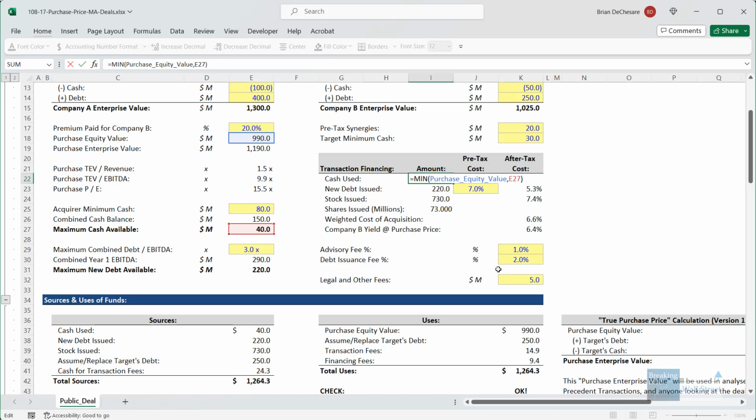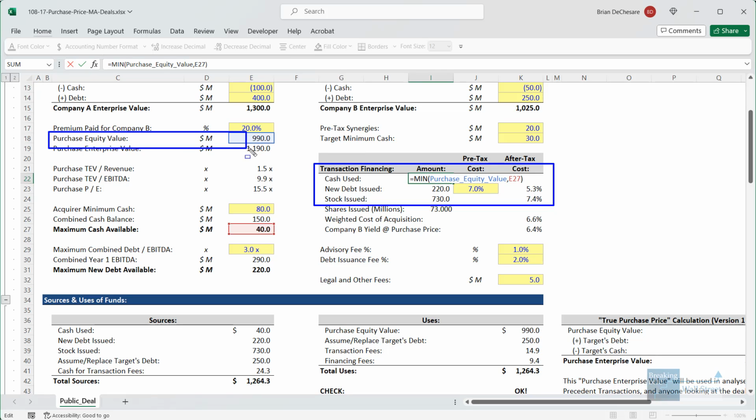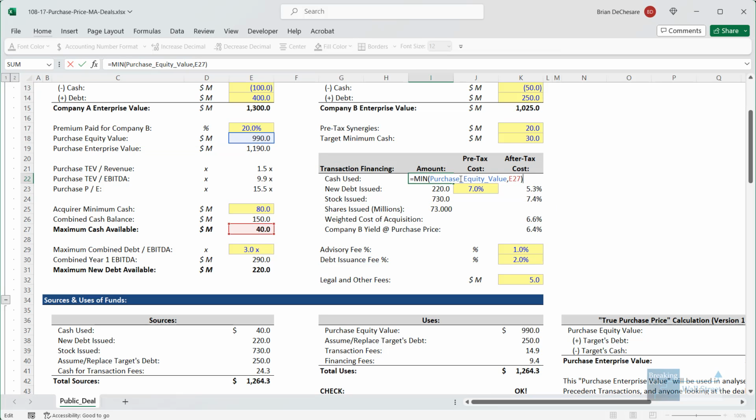In each case here, to determine the cash, debt, and stock that are being used to fund this deal, we are basing them on the purchase equity value, not the purchase enterprise value. So the cash used is based on the amount needed for the purchase equity value versus the minimum cash and the total amount that's available. The new debt issued is based on the purchase equity value minus the cash used, and we compare that to the maximum debt the company can use. And then the stock issued is based on the purchase equity value minus the cash and debt used.